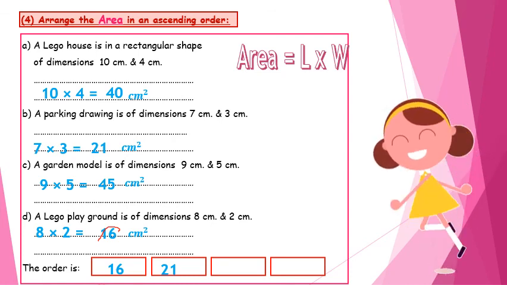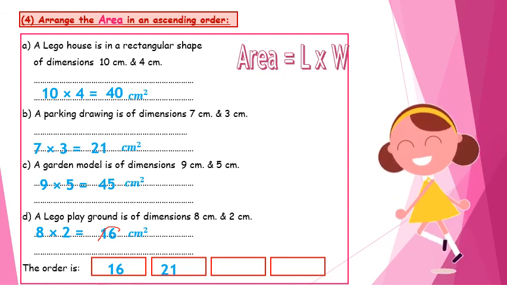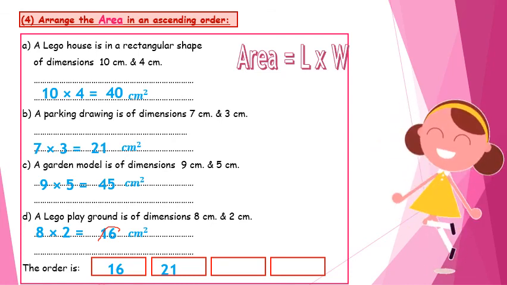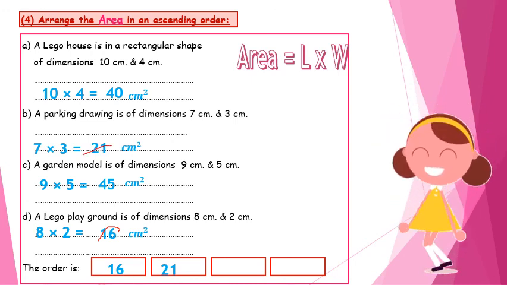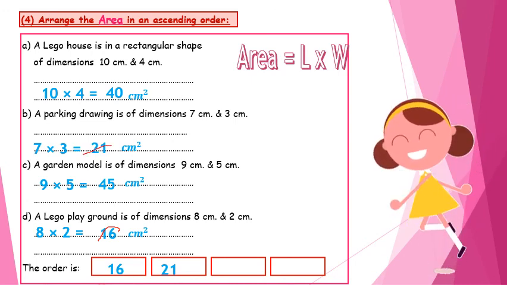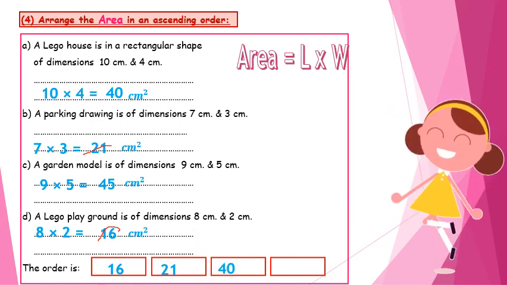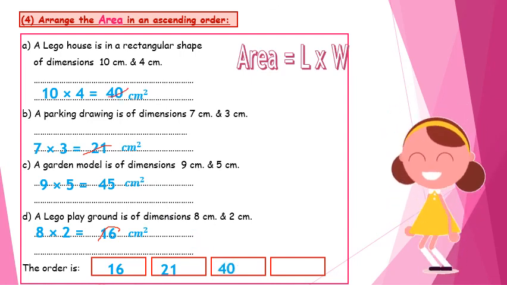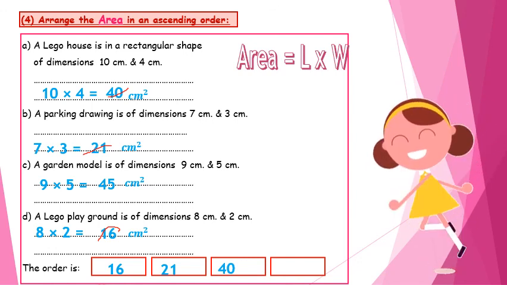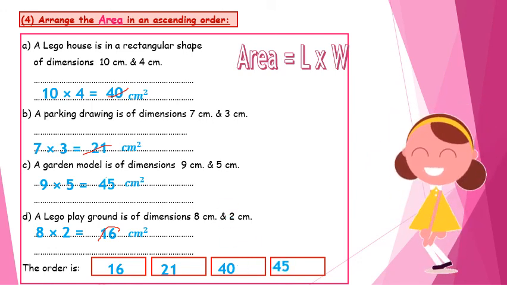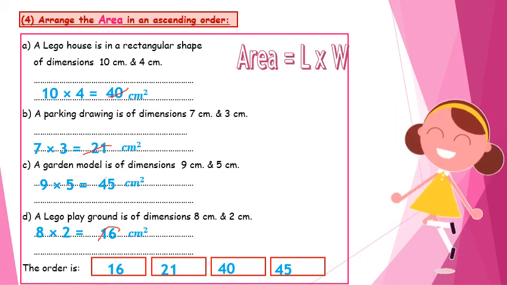After this, the next smallest one is the parking drawing, so I put it next and I mark it because I won't take it again. Then I have 40, which is the Lego house, and I mark it. Then I have the garden model, the last one. So this is the order.